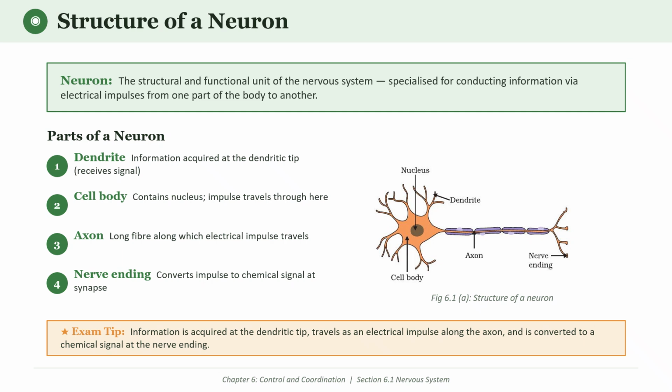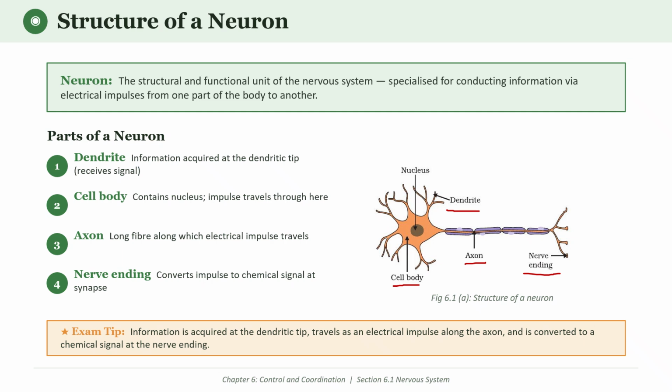So what is the first part? Can you able to see? So already it is marked here, children. The first part is the dendrite, and the second part is the cell body, and the third I have given as axon, and the final ending part is the nerve ending. So let's talk about the dendrite. So what it does, it receives the information. So from the dendritic tip, it receives the signal, it receives the information.